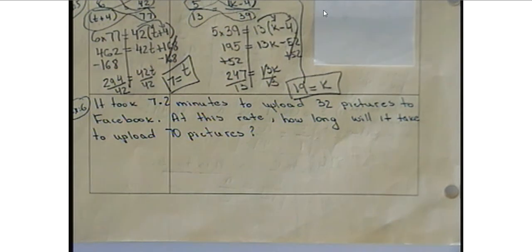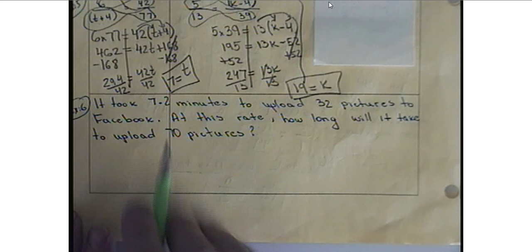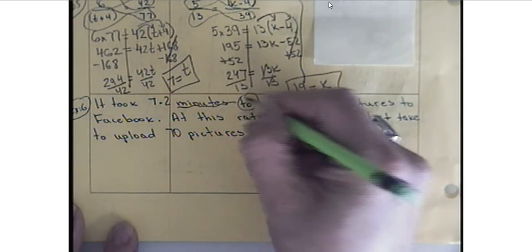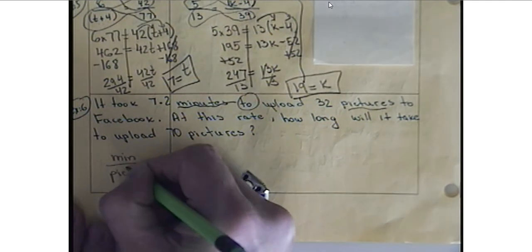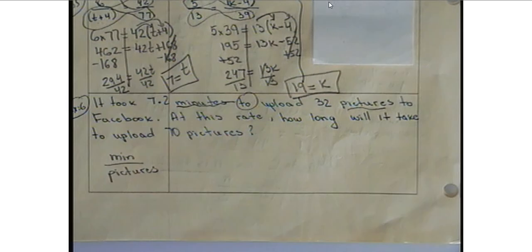So it took 7.2 minutes to upload 32 pictures to Facebook. Well, some of you are probably thinking, Facebook, who's using Facebook anymore? I do, and I'm probably old-fashioned, but let's say if it's not Facebook, then it's Instagram. At this rate, how long will it take to upload 70 pictures? So again, we're talking about rate, about ratio. And what's the ratio? The ratio is minutes to pictures. So let's write the ratio, minutes to pictures. This is the rate or ratio we're looking for.